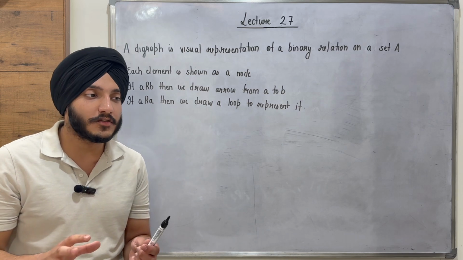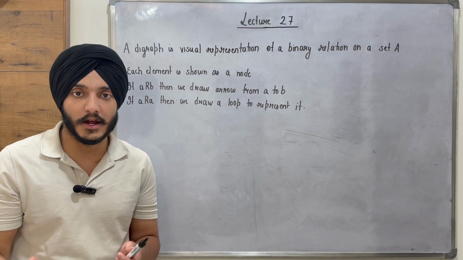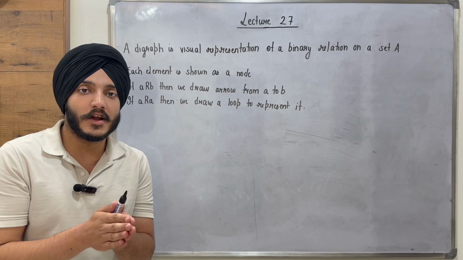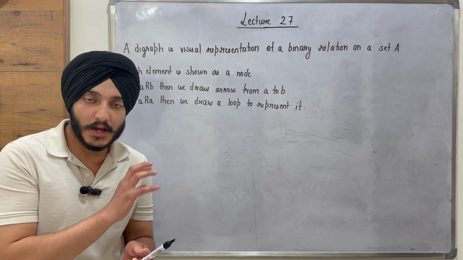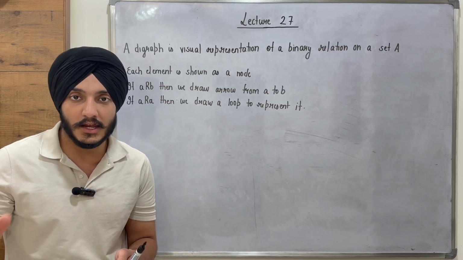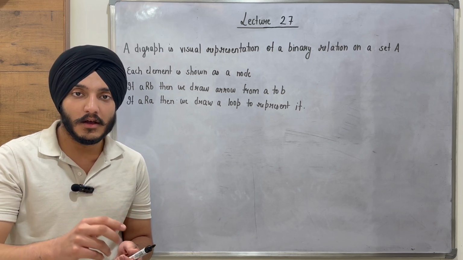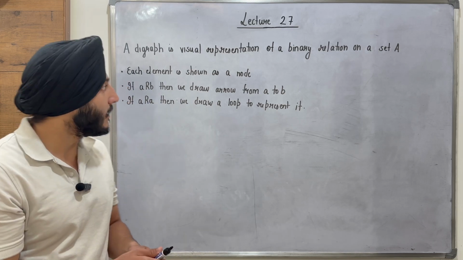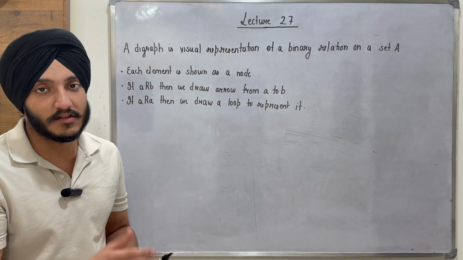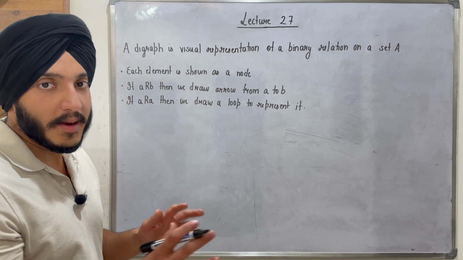So if I have some kind of a relation on a set, a way to represent it is using a diagram. It's very simple to understand. If some A is related to some other thing B, then we just draw an arrow from A to B. If it's related to itself, we draw a loop around it. And the last thing is we represent each one as a node. So I'll try to give you a basic example.